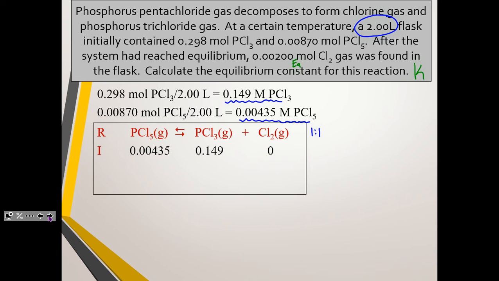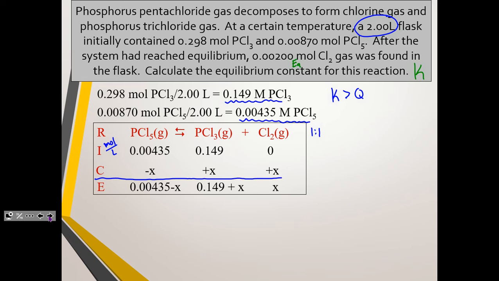The initial concentrations are shown here. Remember that this is moles per liter. No products were mentioned for Cl2 gas, so we can assume 0. The change in concentration, because there is 0 chlorine, we know that we have to form products. Otherwise, I would have to solve for Q. So once again, K must be greater than Q. I will be decreasing the value of PCl5 and increasing the values for PCl3 and Cl2 gas. At equilibrium, this is what I will be given.